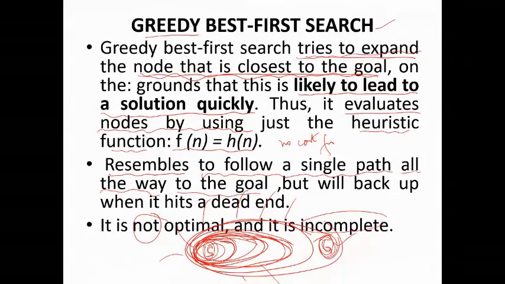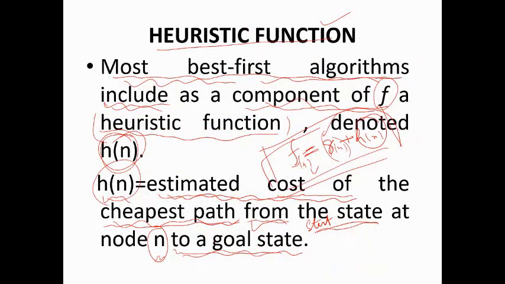So the greedy best first search will first search the node closest to the goal. The meaning is this one, and it is likely to lead to the solution quickly, the same as I told you. It evaluates nodes by using a heuristic function. The heuristic function helps the greedy best first search algorithm arrive at the goal much more easily and quickly, because it is a guide to find the goal in the shortest time. If you think about this function, just now I showed you f(n) = g(n) + h(n).